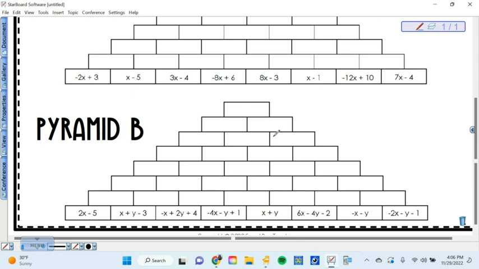What do we do with our sticky notes? Sticky notes go on the backboard.